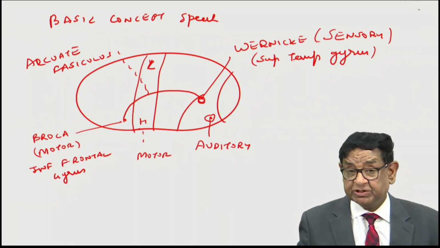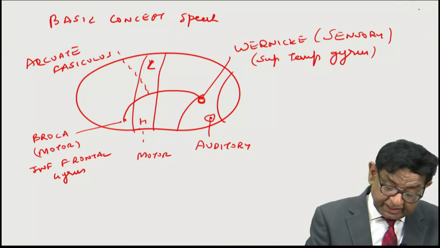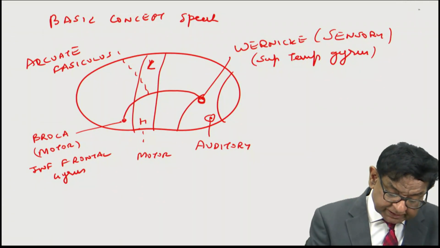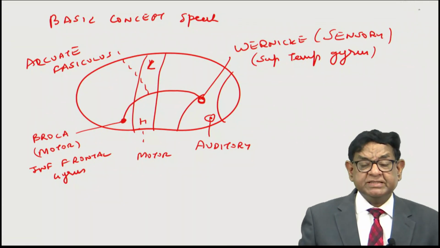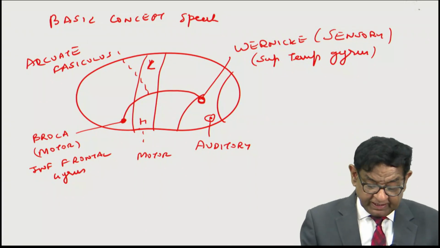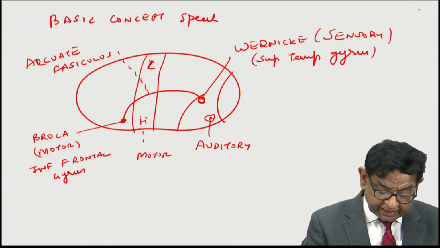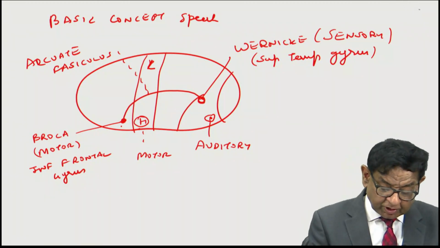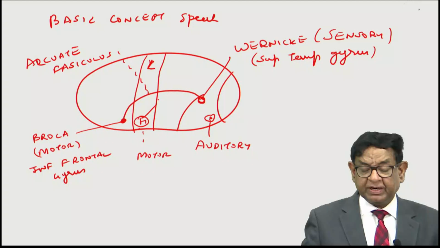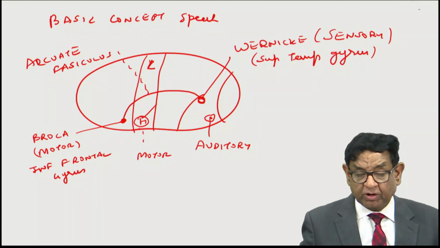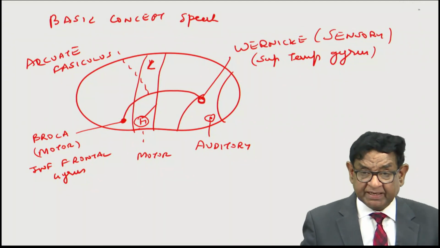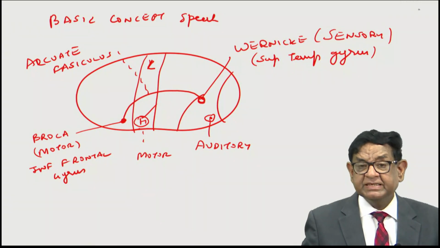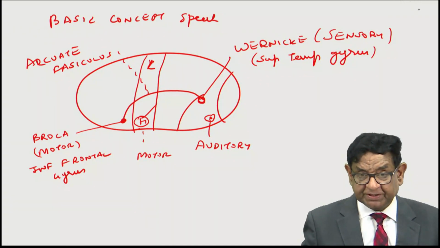Whatever the question, what is your name, it is understood. Now this message will come to Broca's area. Broca's is a motor speech area, and it lies quite near to the head area in the motor cortex. So now Broca's area will give a command to the head area, and the vocal cord will say, my name is XYZ. This is the basic physiology of speech.